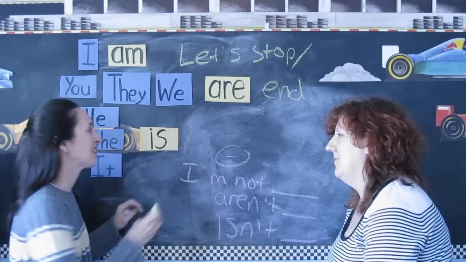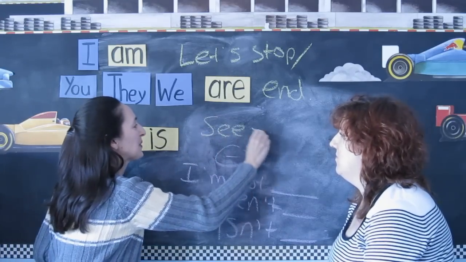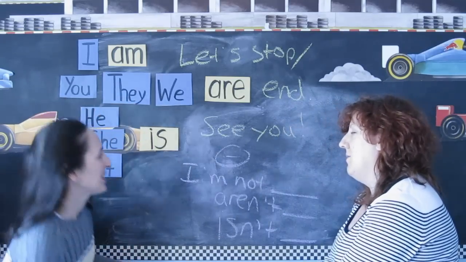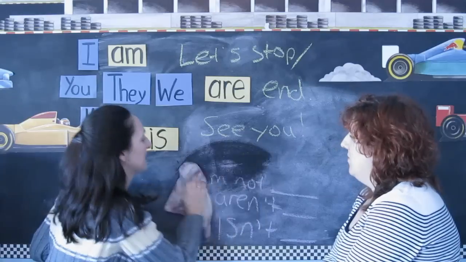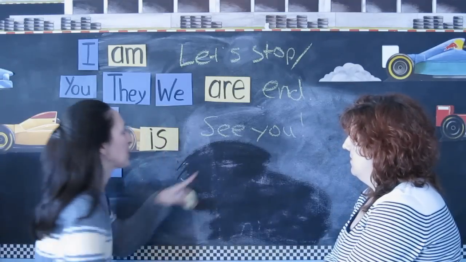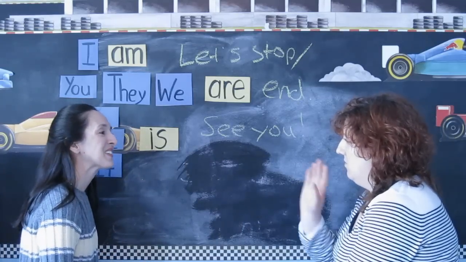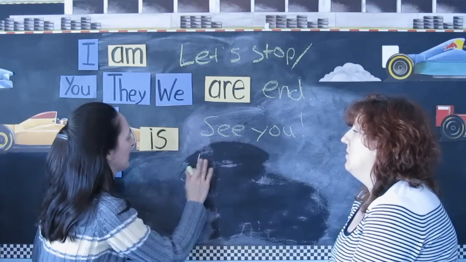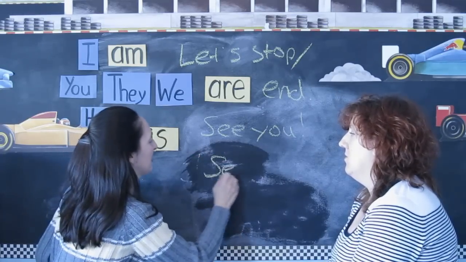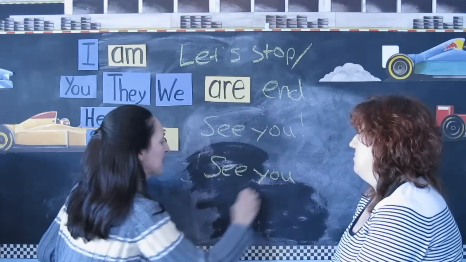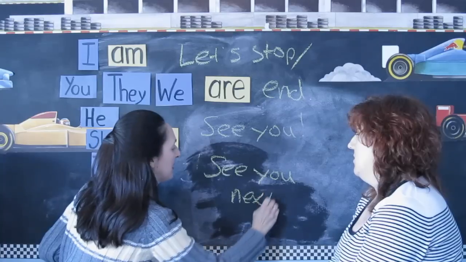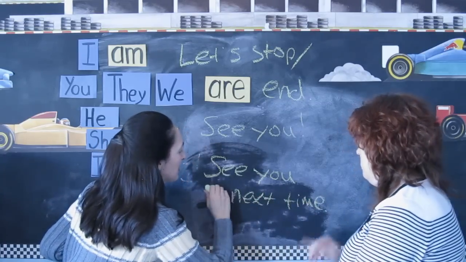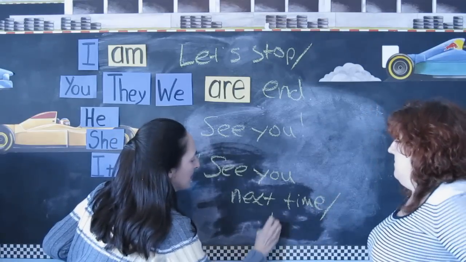So if I say, I'll see you, you can say: See you. See you soon. See you next time. That's a good one. See you tomorrow. Sometimes we just say bye. See you. Goodbye. Or see you later. See you next time. See you next week.